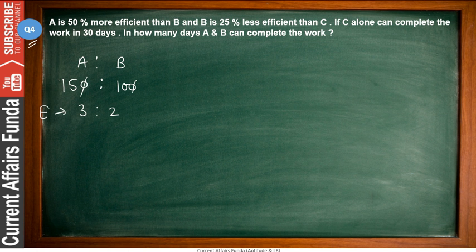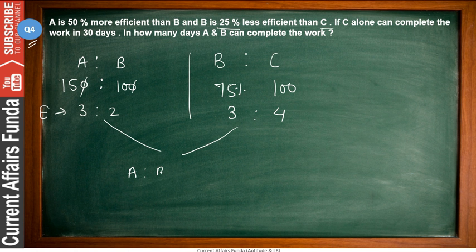Next, read friends. A is 50% more efficient than B, and B is 25% less efficient than C. Okay, so there are 2 other persons, B and C. If C is 100%, then B is 25% less than that. That means B will be 75%. Okay, so friends, if we divide, it will be 25 3 times and 25 4 times. So the ratio of A to B is 3:2, and the ratio of B to C is 3:4. Okay, so what will be the common ratio of A to B to C?